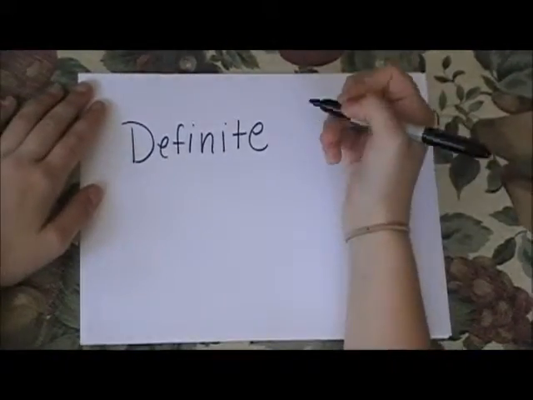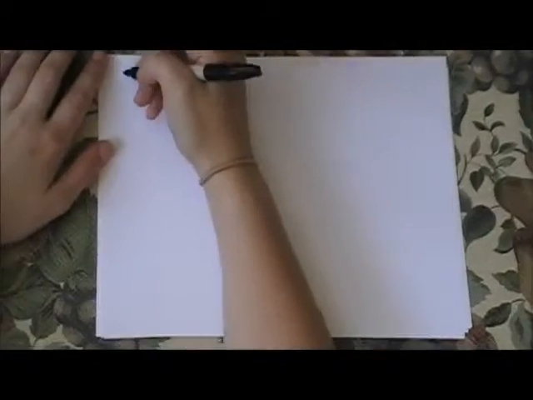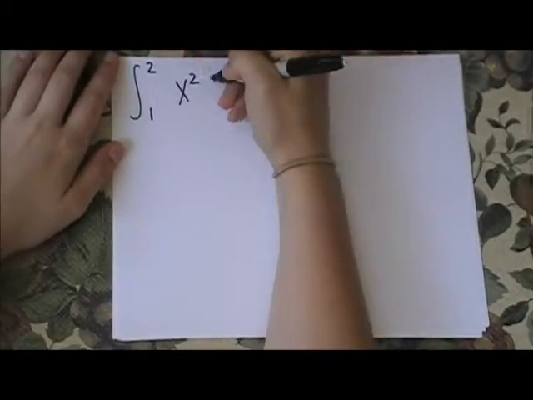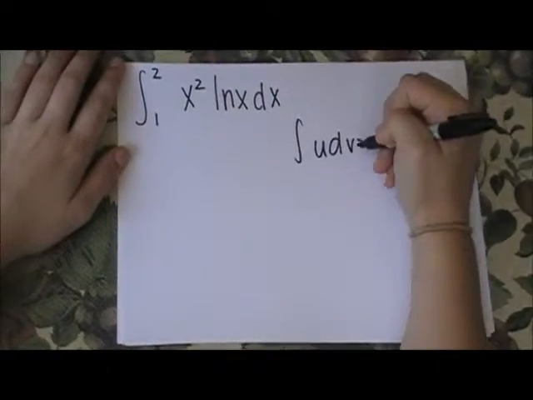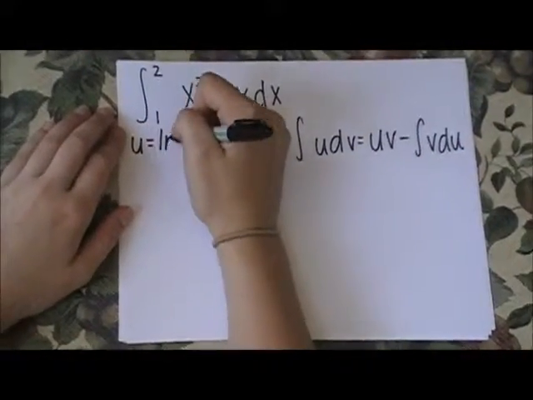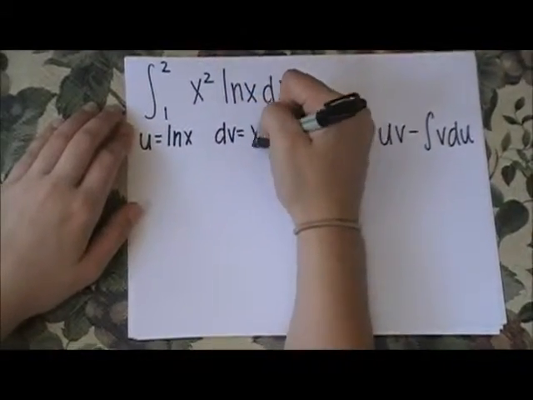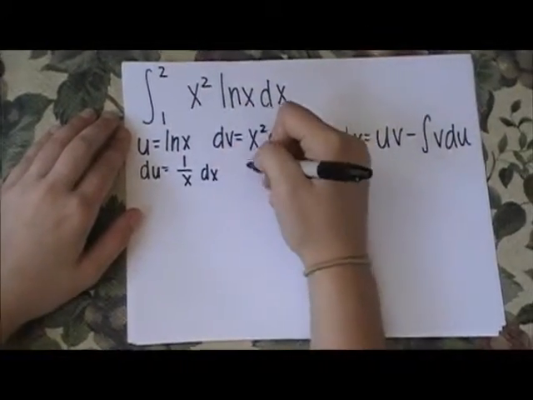This is definite integration by parts, so when the integral has bounds. In the equation, the integral of x squared times the natural log of x dx from the interval 1 to 2, you do it just like a normal integration by parts until it gets to the part with the bounds, and you have to plug in the 2 and the 1 into the equation, and you solve it like a normal integral.